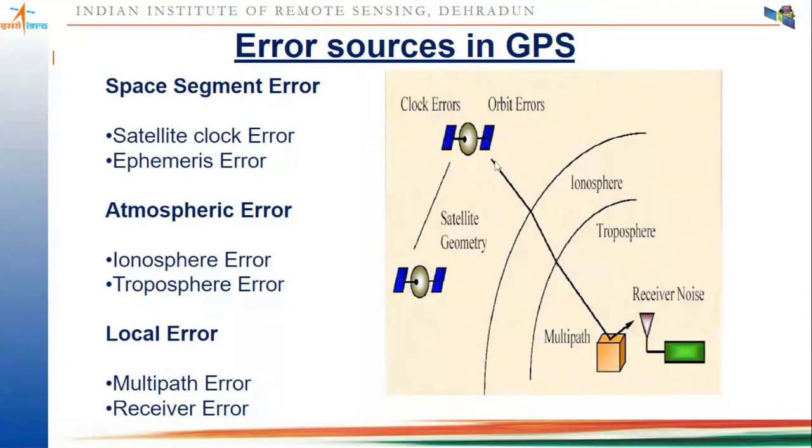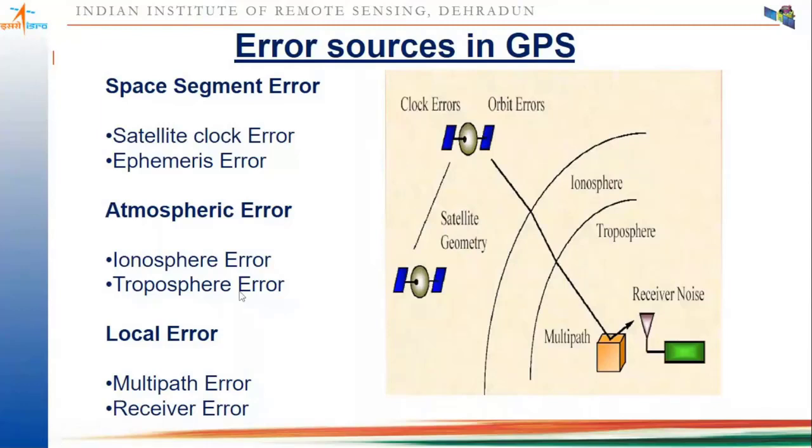Okay, it is supposed to follow the straight line path, but actually because of the ionosphere and troposphere, it will be deviated from its geometric path, and there will be a delay for the signal to reach. Okay, and then finally, the third type of error is local error.